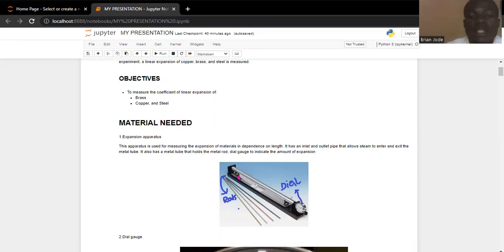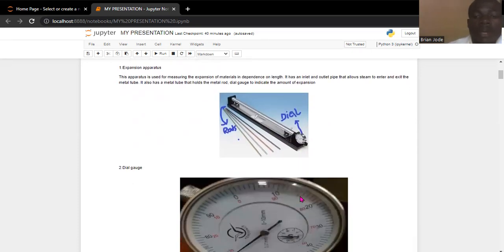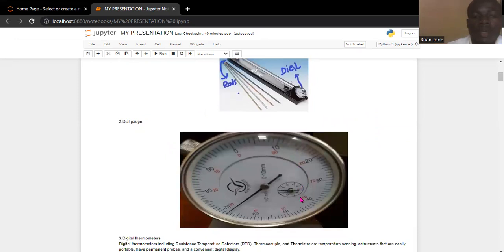It will let in the steam to heat up the metal rod inside the metal tube and cause it to expand. And we also have the metal rods here. Here we have the brass, steel, copper, and of course the aluminum. So this is one of the important apparatus that is required for this study. The dial gauge, as indicated here, consists of two scales.